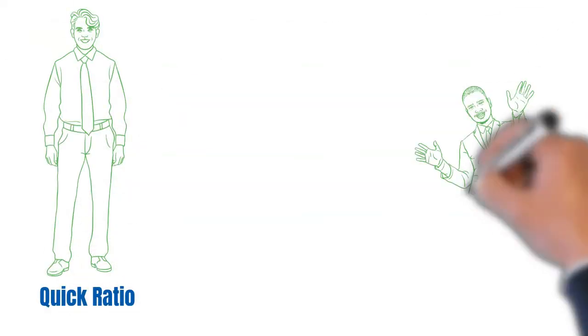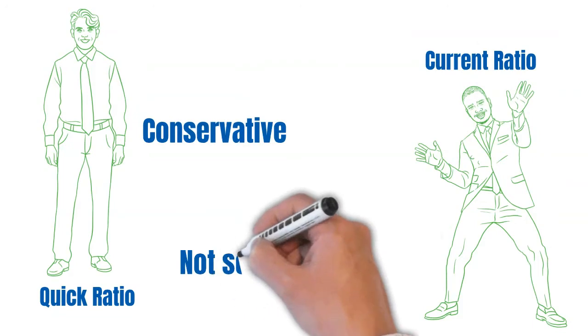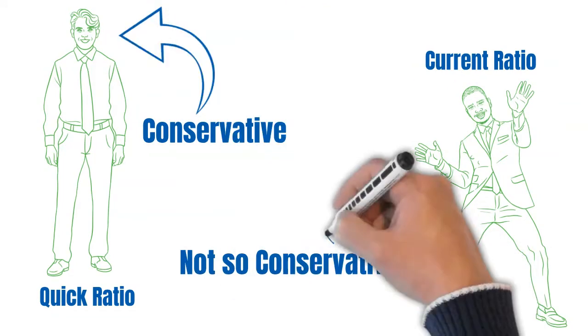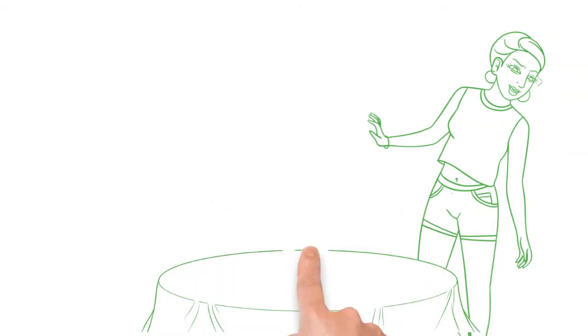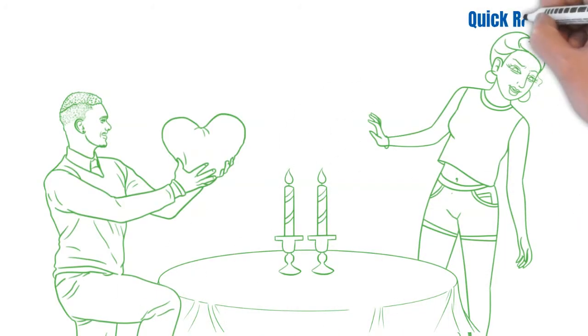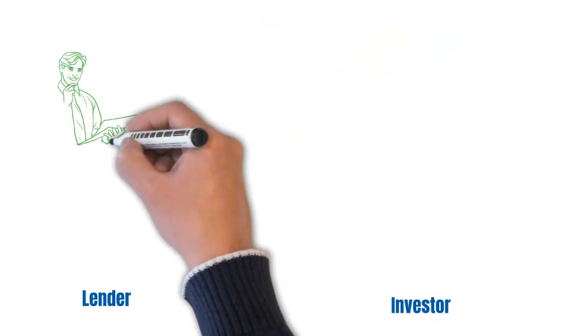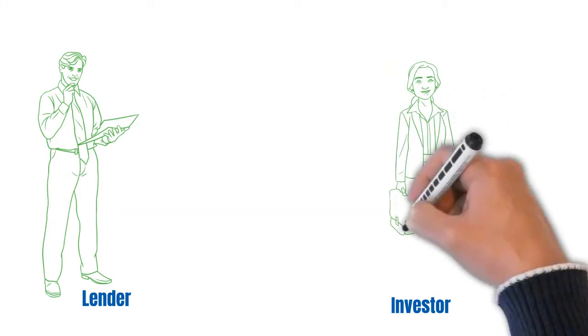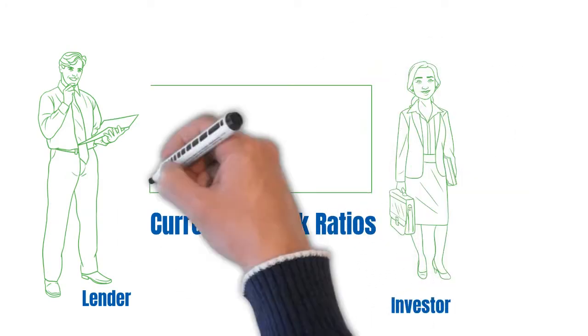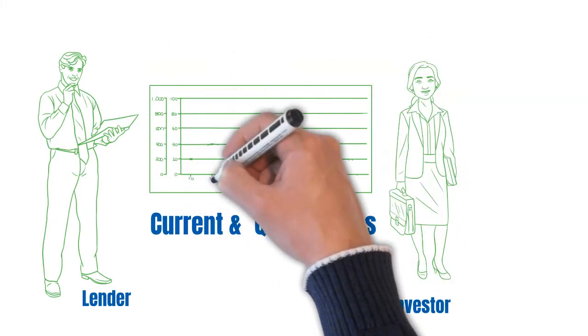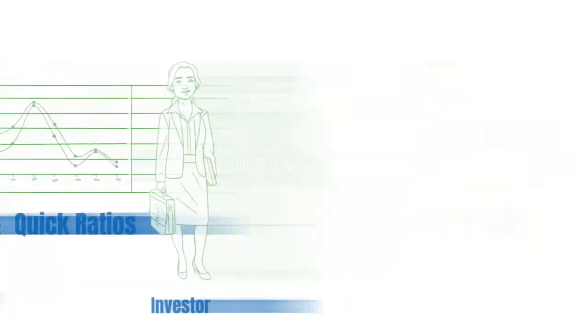This difference in eligible assets means the quick ratio is considered a more conservative calculation of liquidity than the current ratio. So even with a nice romantic candle at dinner, the quick ratio isn't going to kiss before the third date. Lenders and investors tend to look both at the current and quick ratios in order to determine a company's financial health. So business owners should keep track of both and compare them for trends over time.